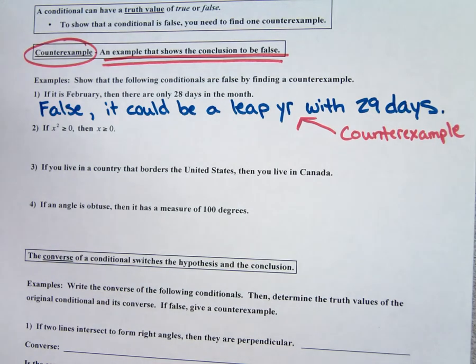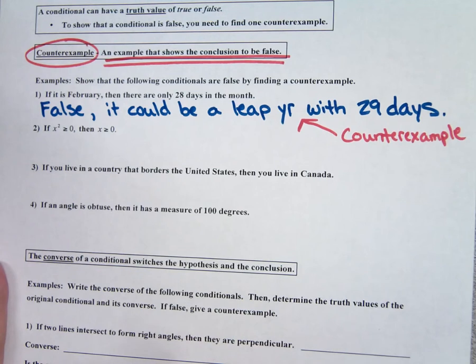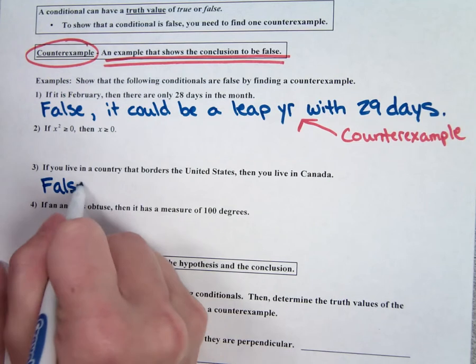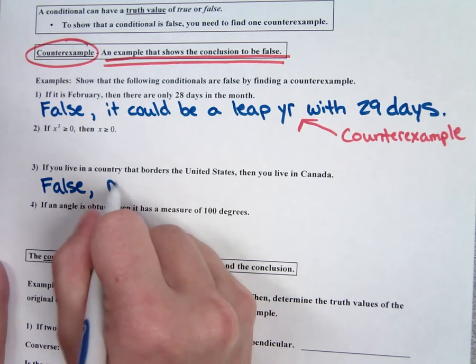So a counterexample is an example that shows a conclusion to be false. Okay, I'm going to go to number 3. Number 3 says, if you live in a country that borders the United States, then you live in Canada. What do you think? If you live in a country that borders the United States, then you live in Canada. False.